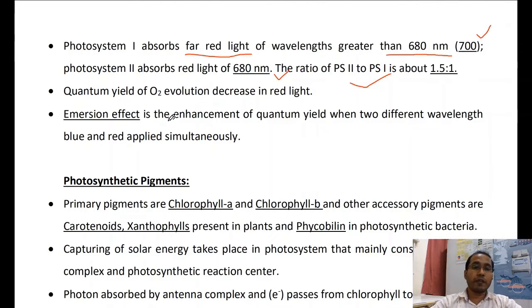So what is the Emerson effect? It is the enhancement of quantum yield when two different wavelengths, blue and red, are applied simultaneously. If plants get a sufficient environment where blue and red wavelengths are highest, photosynthetic activity will be increased from the normal conditions. So this can lead to production of a higher amount of carbohydrates, and the plants' photosynthetic activity will increase.